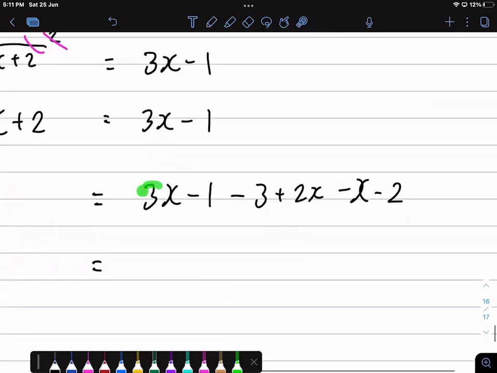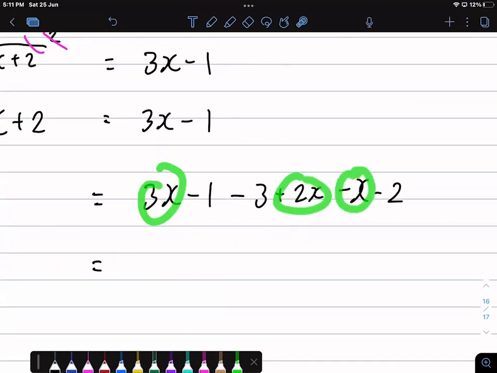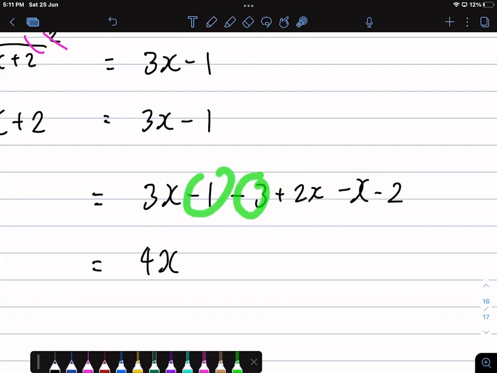So let's see, 3x plus 2x minus 1x. 3 plus 2 is 5, 5 minus 1 is 4, 4x. Minus 1 minus 3, minus 4. Add a minus, another 2, get minus 6. Clear so far?